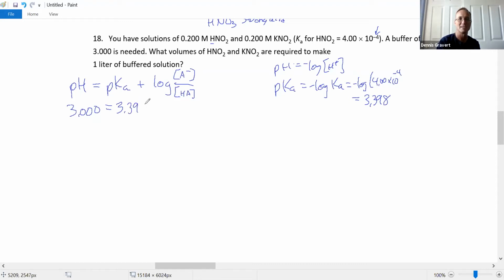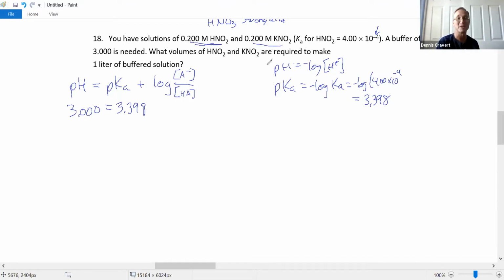It's too large. We need to bring it down. So we need this number to become negative. Or in other words, we need the denominator to be bigger. If you don't like the math approach, here's another approach. The pH is supposed to be 3 and the pKa is above that pH. We need to lower the pKa, make it more acidic. We need more acid.